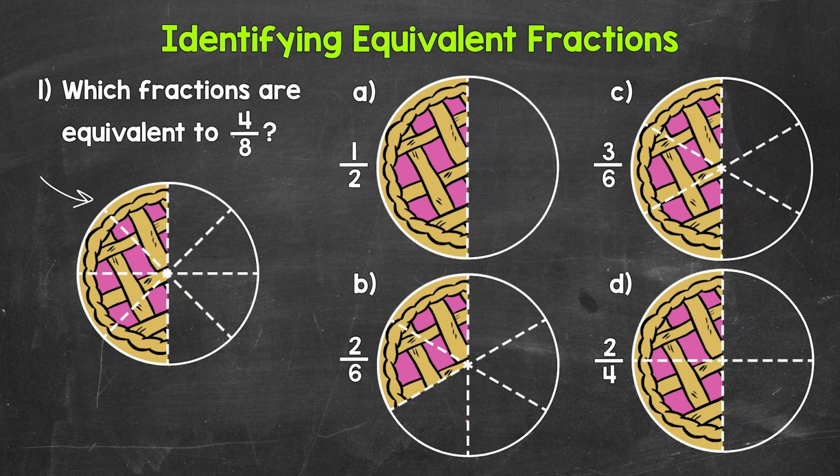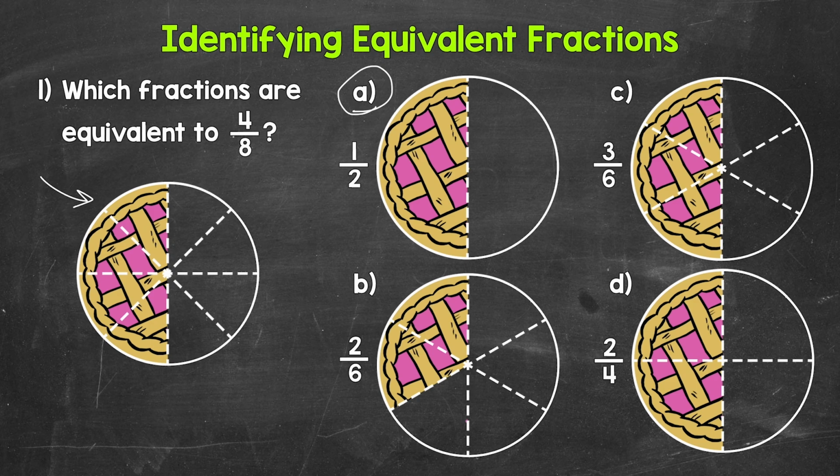Let's start with choice A, 1/2. Is this equivalent to 4/8? Is the same amount of pie left? Do we have the same part of the whole? Looking at the pictures of the pies, yes, we do have equivalent fractions here. These fractions represent the same amount, the same part of the whole. So 4/8 and 1/2 are equivalent fractions.